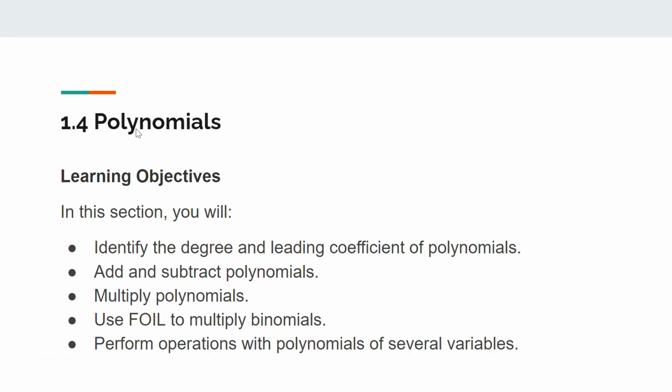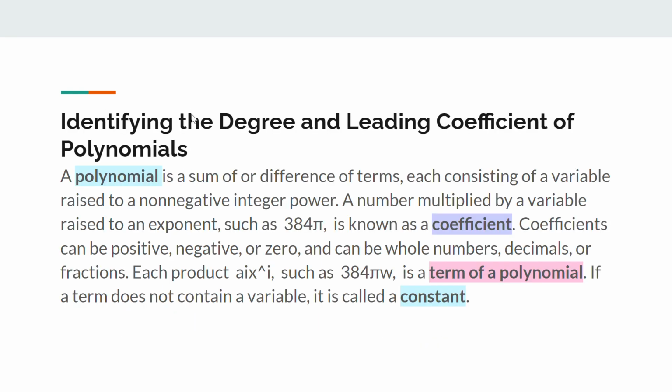Here are the learning objectives. In this section, you will learn to identify the degree and leading coefficient of polynomials, add and subtract polynomials, multiply polynomials, use FOIL to multiply binomials, and also perform operations with polynomials of several variables. So let's start off with identifying the degree and leading coefficient of polynomials.